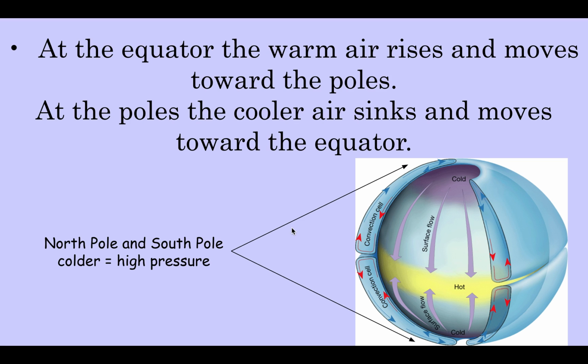At the North and South Pole, we have cold air. So that cold air sinks from the atmosphere down to the surface of the Earth. And we can see that is high pressure, high air pressure. So on the surface of the Earth, air goes from high pressure, where it's cold, to low pressure at the equator, where it's hot.